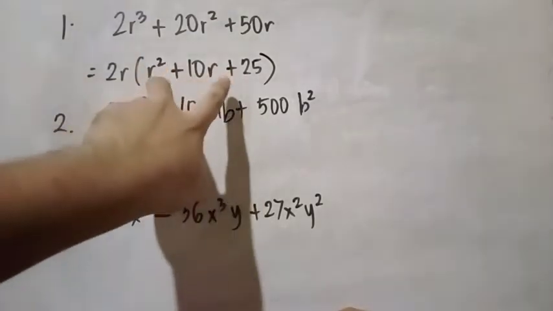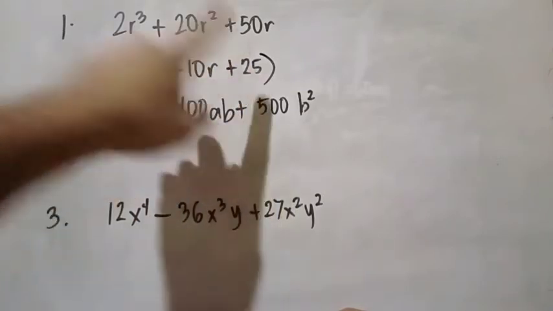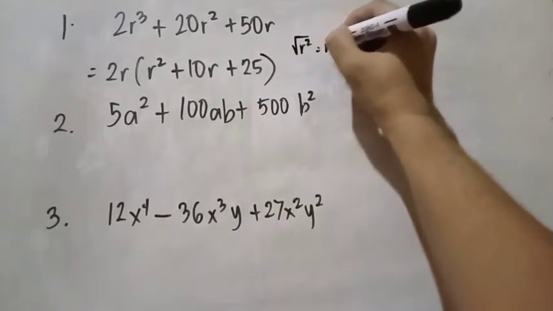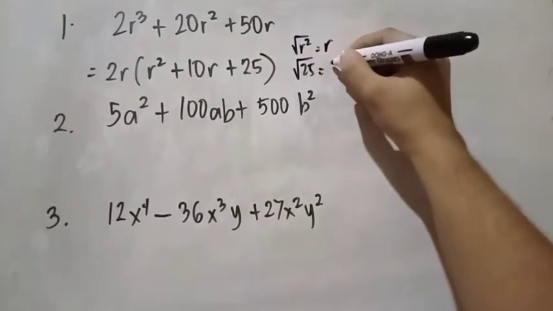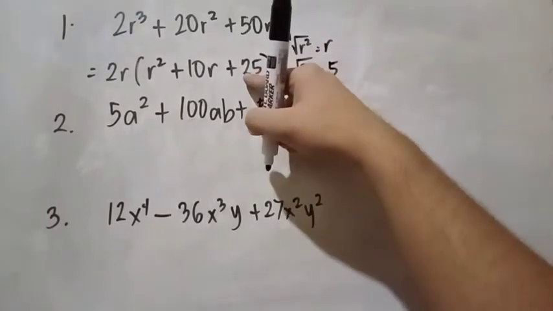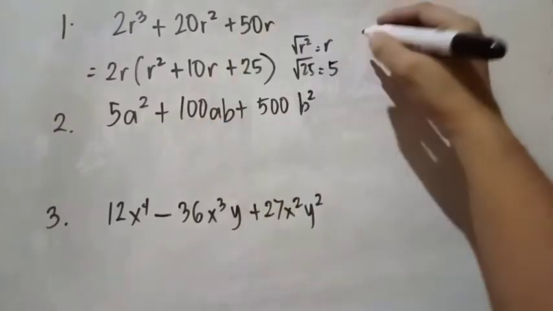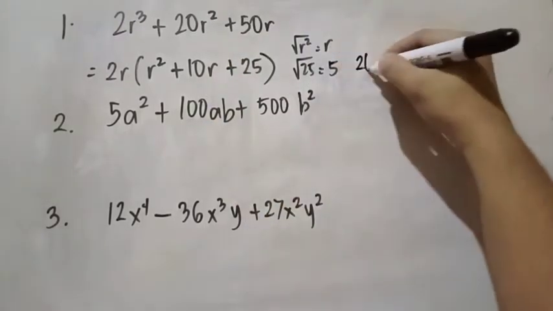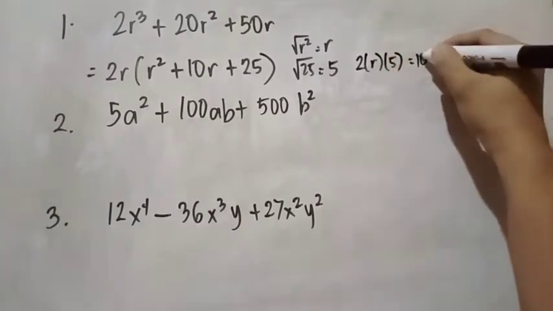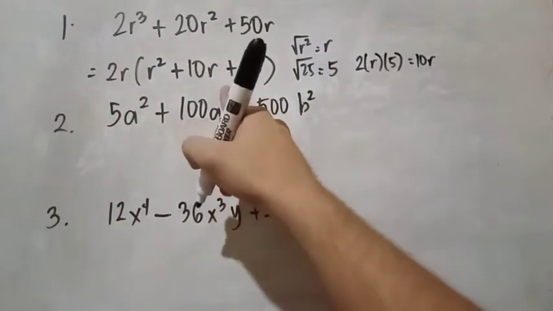And titignan natin kung perfect square trinomial nga ito. So we have r squared at saka 25, no? So square root of r squared is r and square root of 25 is 5. And then yung middle term dapat ay 10r. So, multiply natin yung 2 sa r at sa 5. So, 2 times 5 is 10r. And that's it. Nag-match siya. So, perfect square trinomial to.